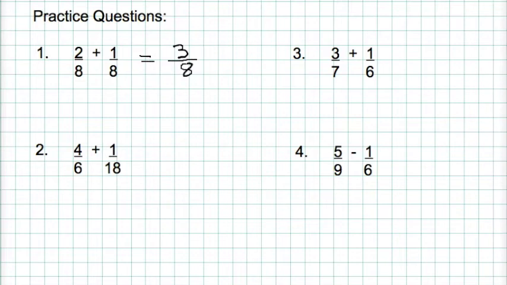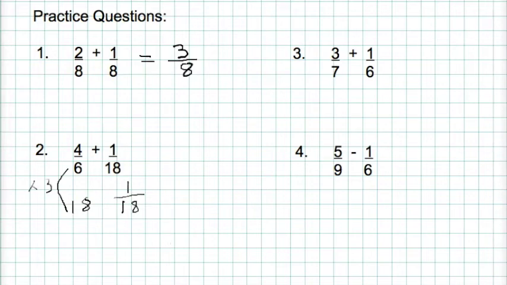Question 2. This time the denominators are different. We need to make them the same if we're going to add these fractions together. We only need to change the first fraction in this case. So if we change this to 18, keep the other one as 18, we don't have to change the second fraction. But to keep this equivalent, we need to see what we've done to the 6 to get it to 18. To get the 6 to 18, we've multiplied it by 3.